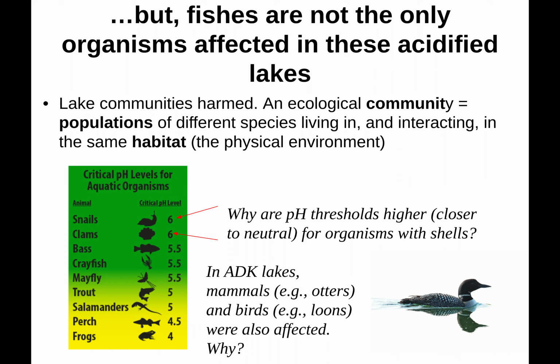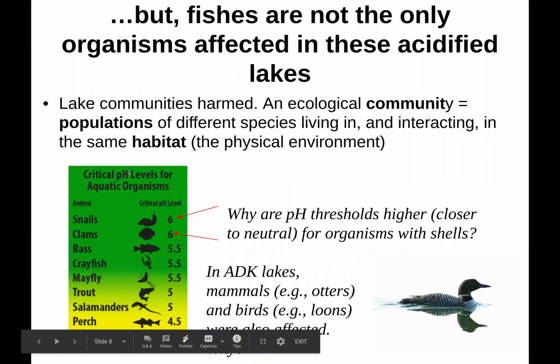And so when we say community in an ecological sense, it's just population. So remember, a population is just one species living in a defined area. So a community is multiple populations of different species living in a defined area and interacting within the same physical environment. And so you can look at the critical pH level for some aquatic organisms, including snails, clams, bass, salamanders, perch, right, different types of fish, and insects.